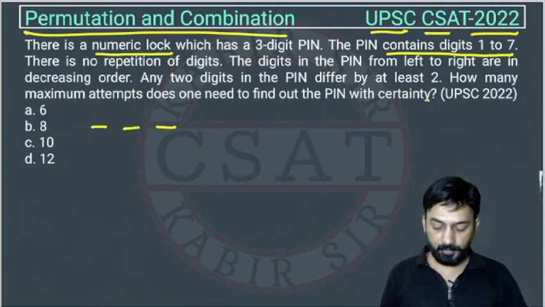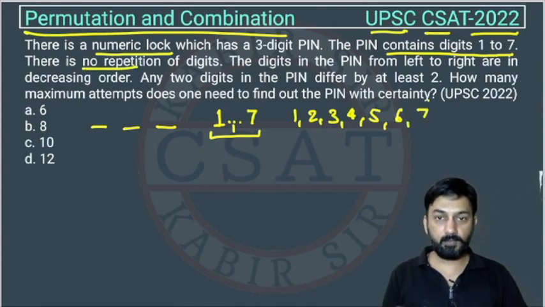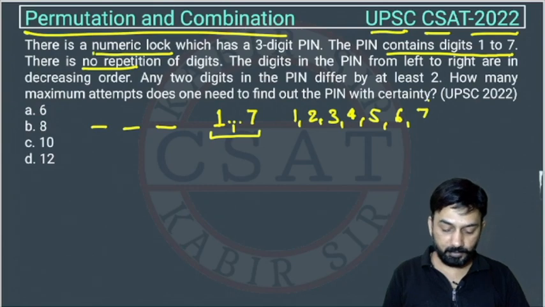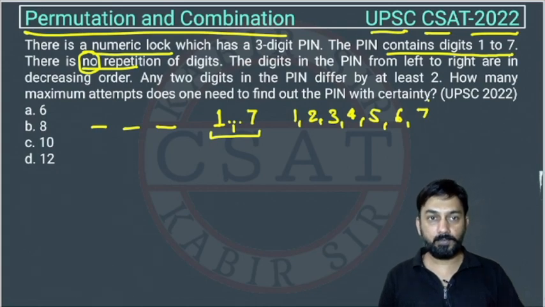And the digit can be from 1 to 7. So how many digits are there? 1, 2, 3, 4, 5, 6, 7. There is no repetition. Now they have given the condition: there are no repetitions of digits. So the password cannot be 444, 333 or 443, because in these we have repetition of digits.